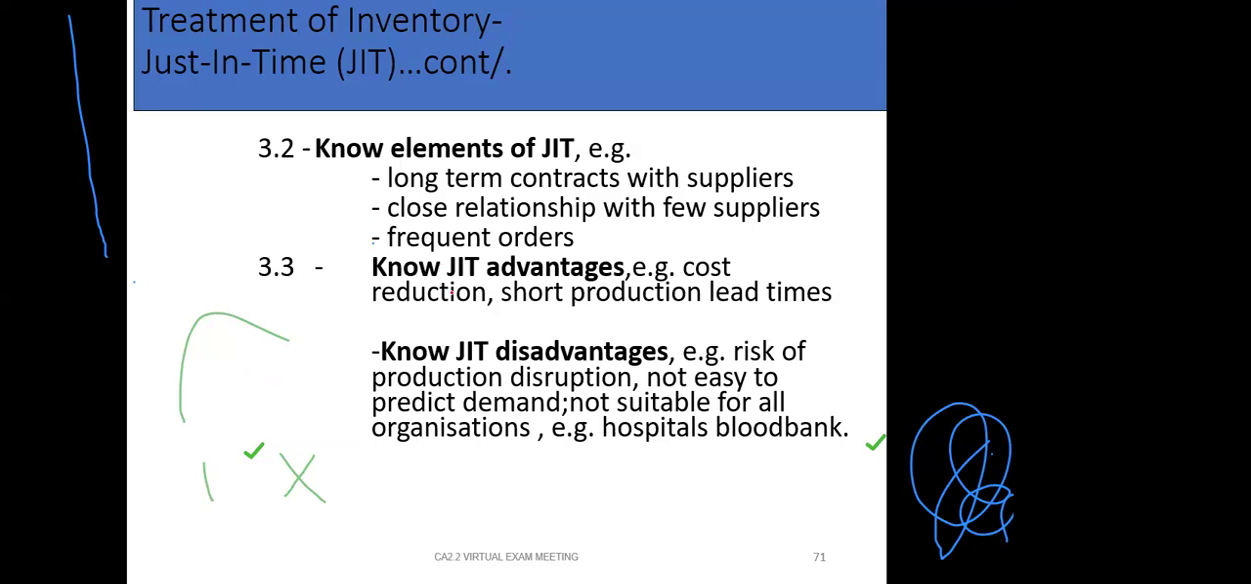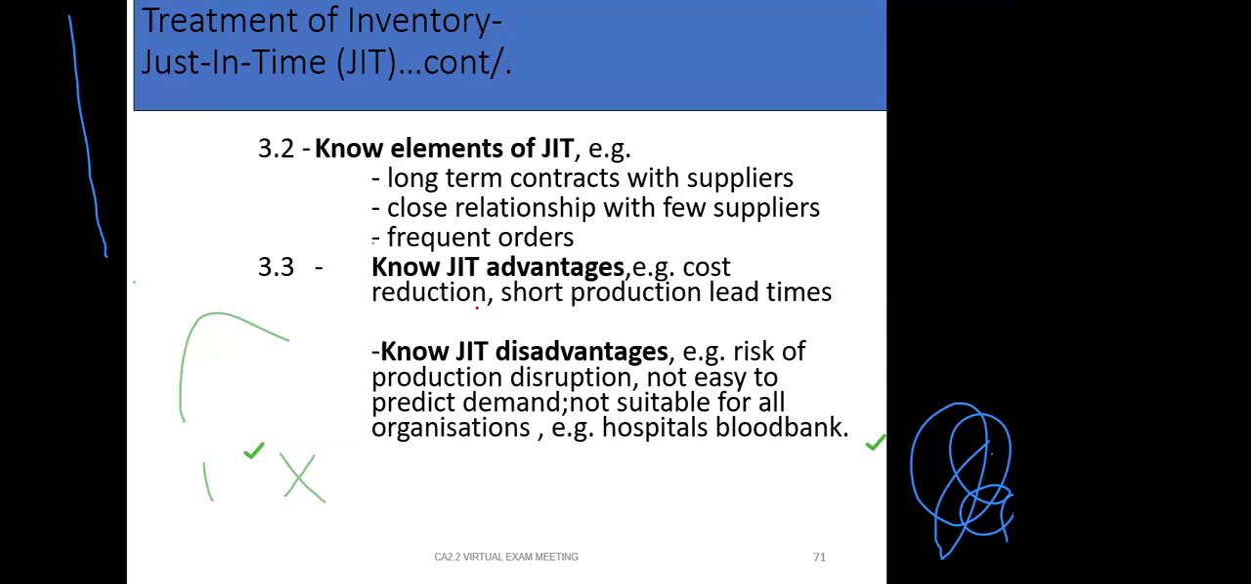And some of the JIT advantages, such as cost reduction. For example, you don't have a big warehouse, so you reduce insurance costs, you reduce interest costs, money tied up. Then there are also short production lead times. Know some of the JIT disadvantages.